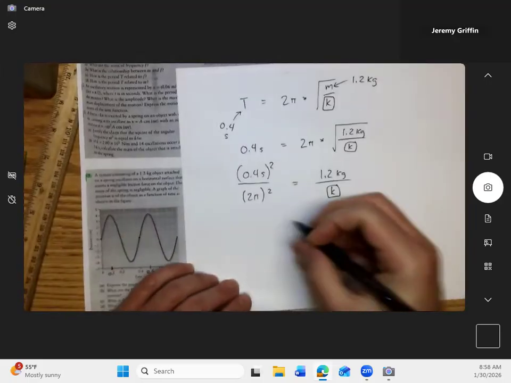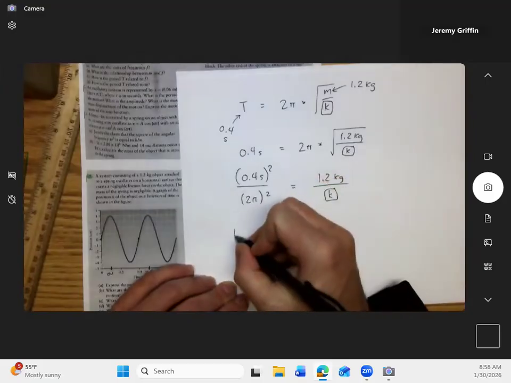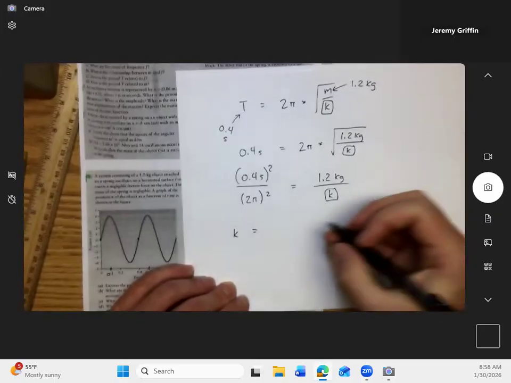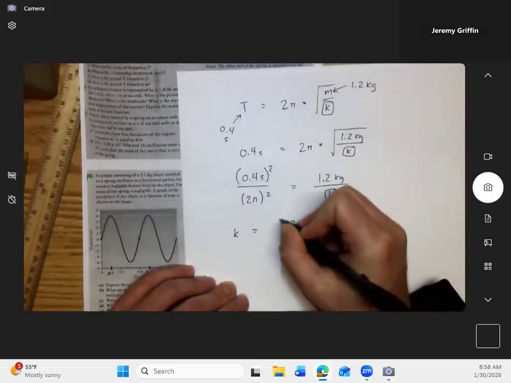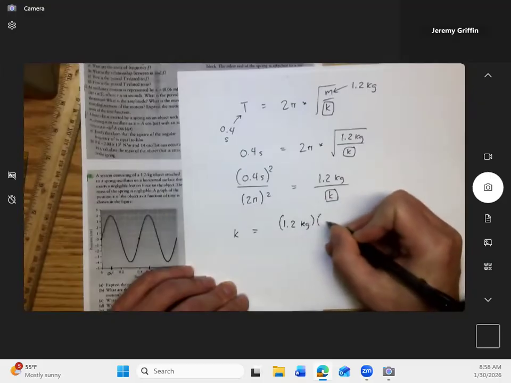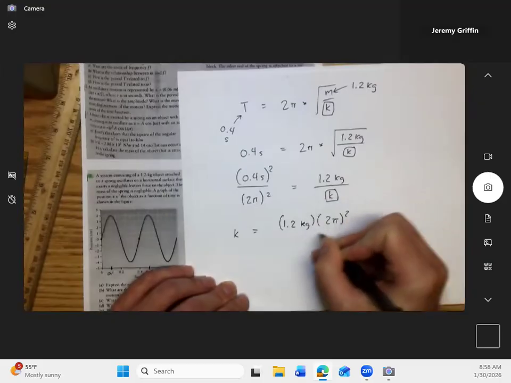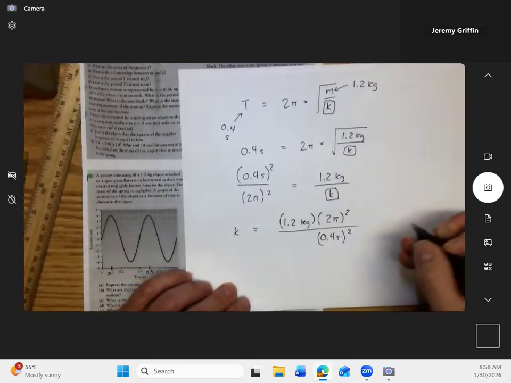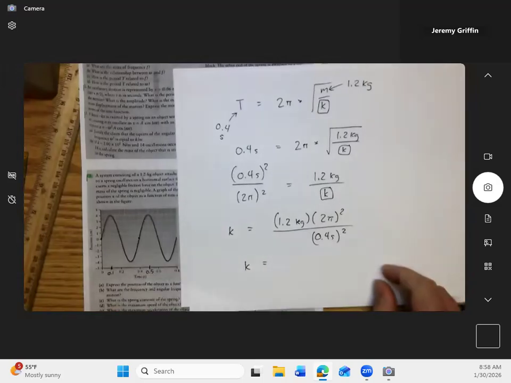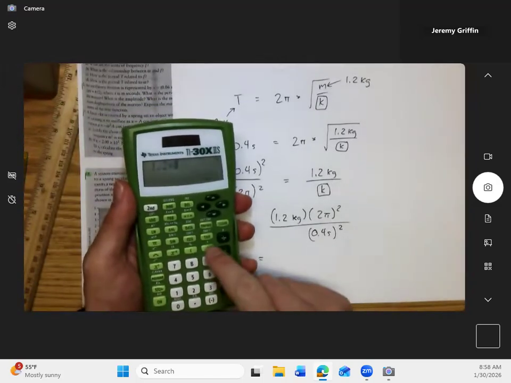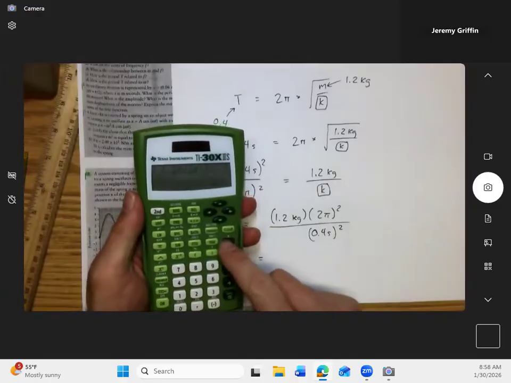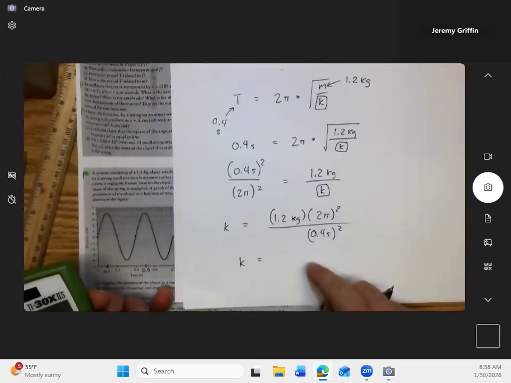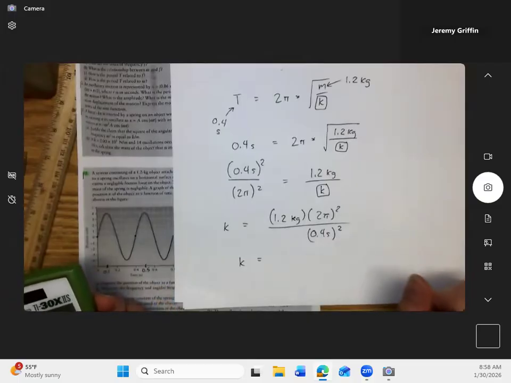Guys, can I take k and cross multiply it? Then take this squared fraction and put the reciprocal on the other side. It's got 1.2 kilograms times 2 pi quantity squared, divided by 0.4 seconds squared. So the spring constant is 1.2 times 2 pi squared over 0.4 squared. You guys plug that into the calculator. Make sure you plug that in correctly, like you're not missing any parentheses, anything like that.